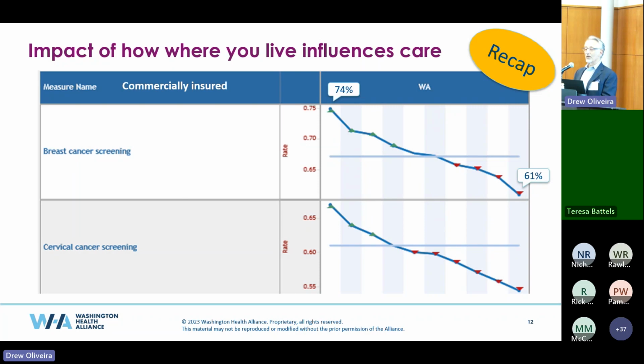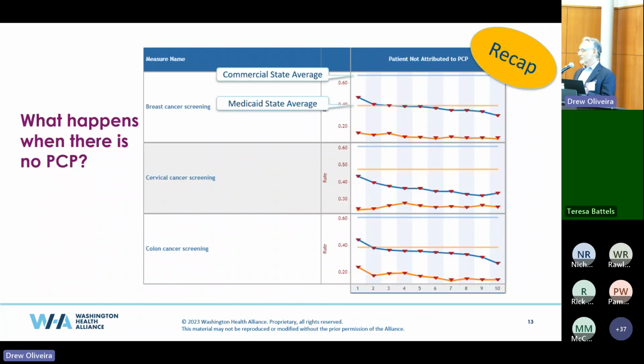But there may be a number of other factors that we have to consider. And then we also looked at what happens when you don't have a primary care provider. This is a little bit hard to see, but the horizontal lines are your state averages for both commercial and Medicaid. And the other lines with the little red dots or red triangles mean it is statistically significantly different. And you can see that those both drop well below the state averages. And these are for those cancer screenings as well. So the impact of not having a PCP essentially means you are less likely to get appropriate care provided.